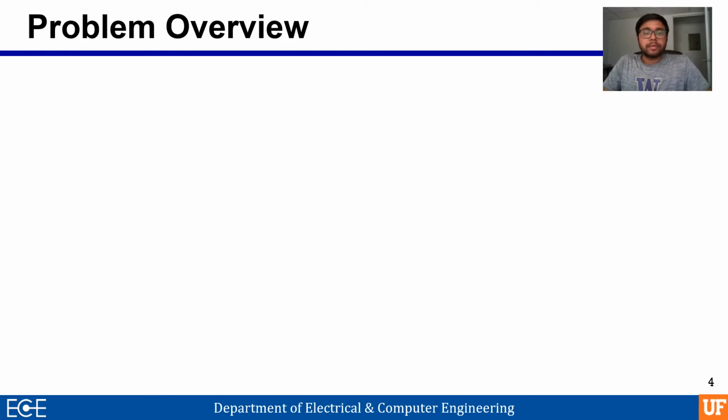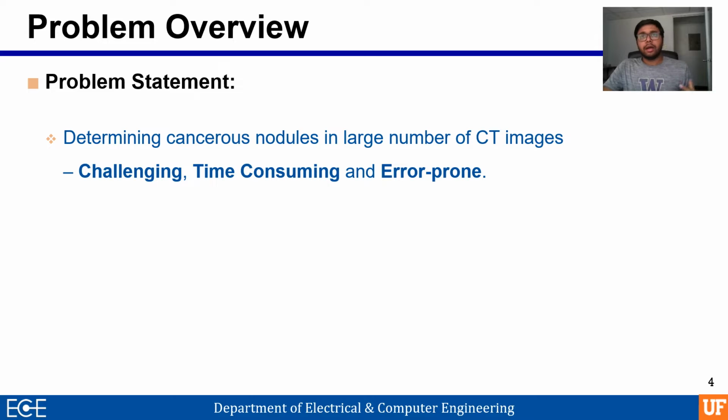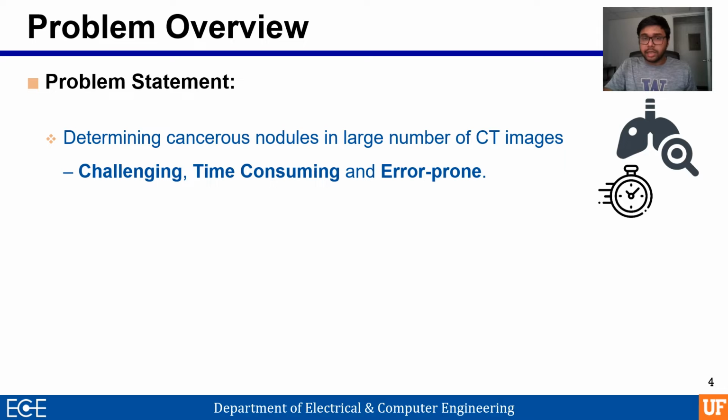Now I'll talk about the problem statement. When there are large amounts of CT images, it is very difficult for the radiologist to determine cancerous nodules in the large number of CT images. So it is quite challenging for them. Also, it is time consuming, and it has been found that the readers, the people who verify whether lung nodules are cancerous or non-cancerous, show some variability in their decisions. So the decision is always error prone in most cases.